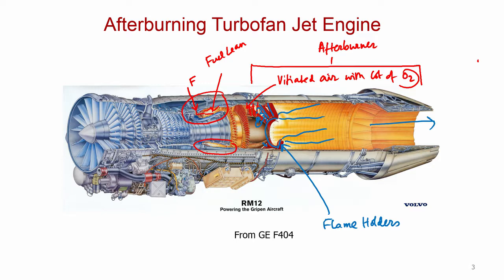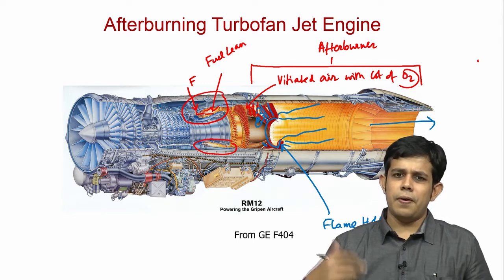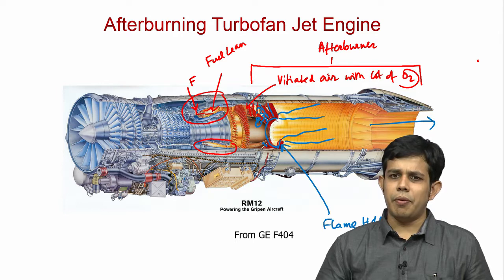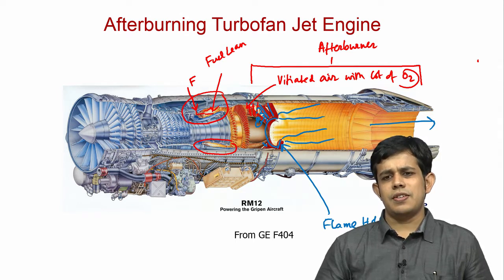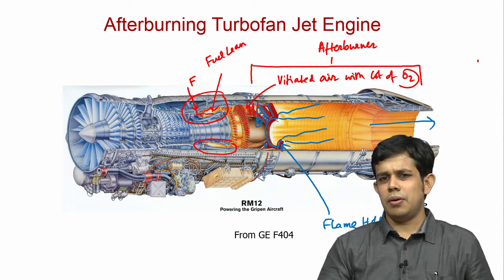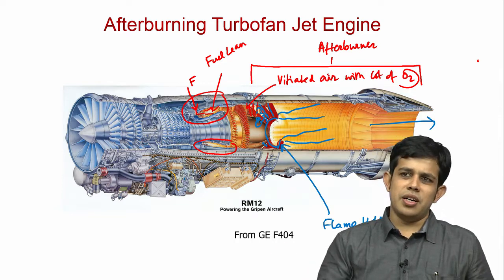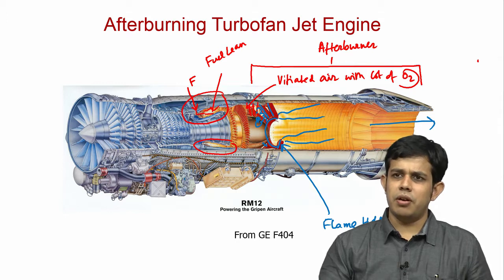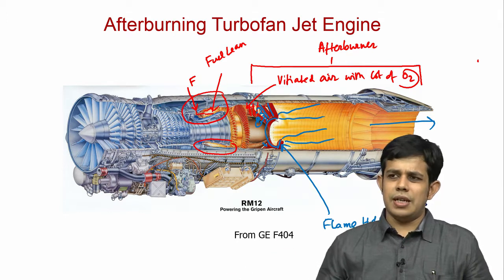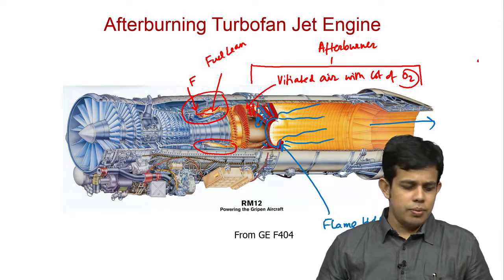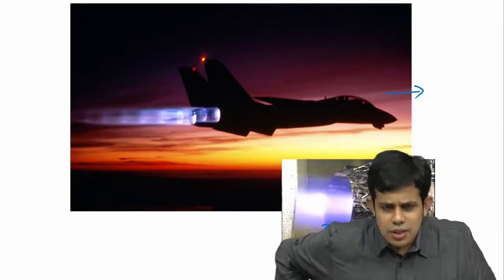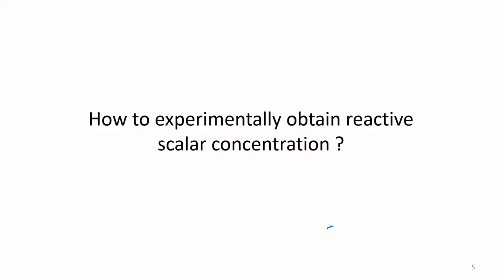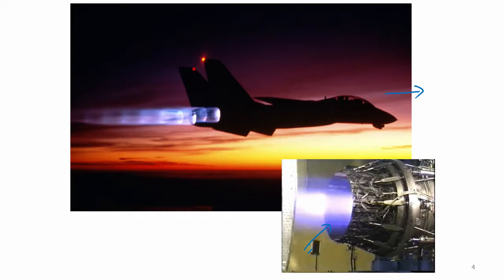The liquid fuel can evaporate very quickly, and if it mixes, it can burn in a close to premix mode. But of course, you will see a lot of yellow flames coming out of afterburners also, which shows that it is essentially in non-premix mode. So this is what we are going to study, basically flames in afterburners.